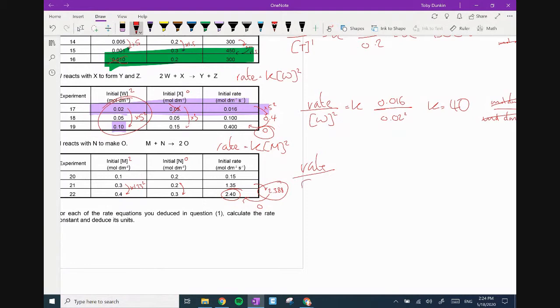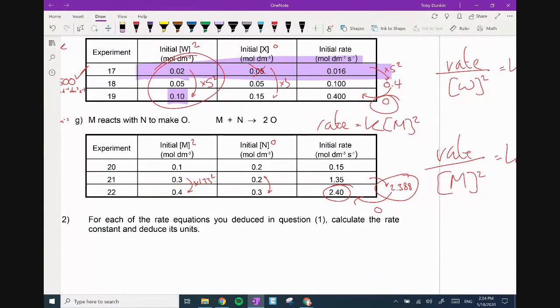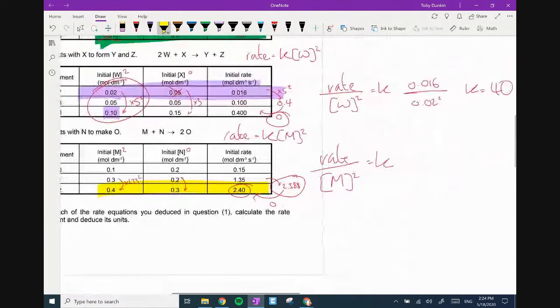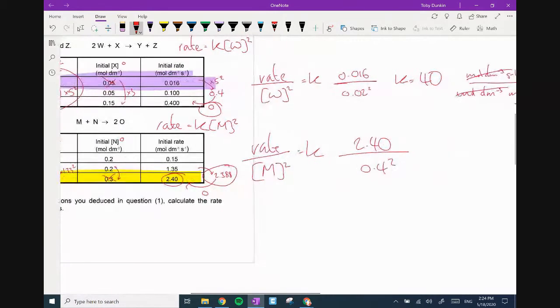Rate over m to the power of 2 equals k. Choose your data string. Bottom one. It doesn't really matter. Rate is 2.4. Rate is 2.4 divided by m, ignore a, 0.4 to the power of 2, so 2.4 divided by 0.4 squared gives me an answer of 50.